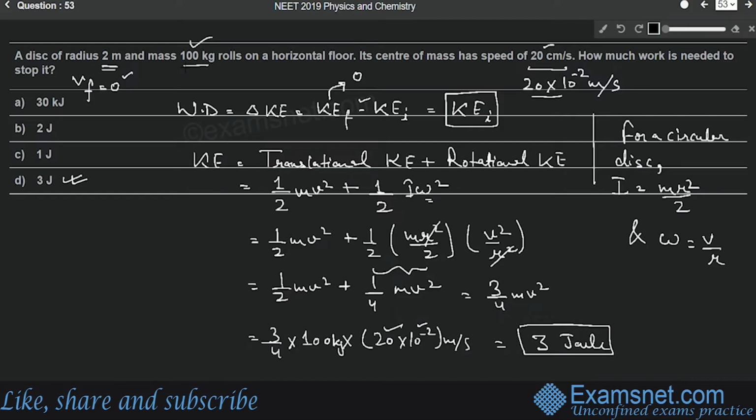If you want to see how we have got 3 joule, then I can solve this here. 3 by 4 into 100 into 400, as the square of 20 will be 400, into 10 to the power minus 4. Here 4, here we get 100. So 3 into 10 to the power 4 into 10 to the power minus 4. So it will be cancelled. What will we get? 3 only. Therefore 3 joule.